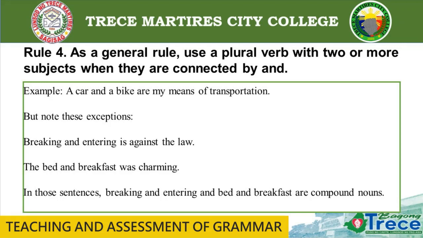As for example in here, a car and a bike are my means of transportation. But note these exceptions: breaking and entering is against the law. The bed and breakfast was charming. In those sentences, breaking and entering, bed and breakfast are compound nouns.